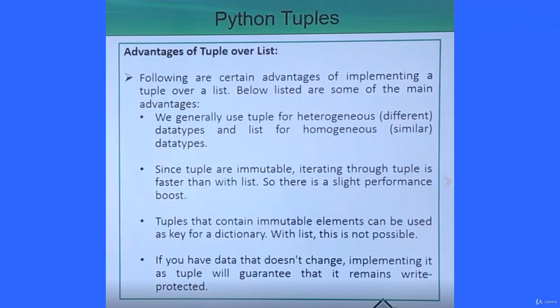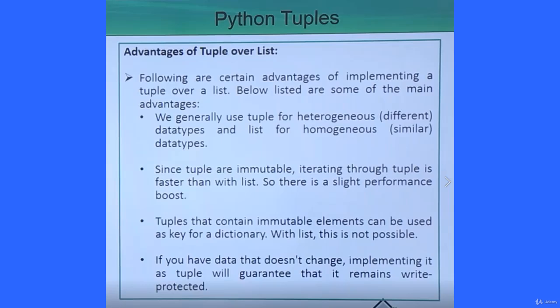Advantages of tuple over list. Following are certain advantages of implementing a tuple over a list, and below are some of the main advantages. Why should I learn tuple here? We generally use tuple for heterogeneous different data types, and a list will generally hold homogeneous data. Obviously a list can also hold heterogeneous data type elements, but in general we use list to hold homogeneous data.